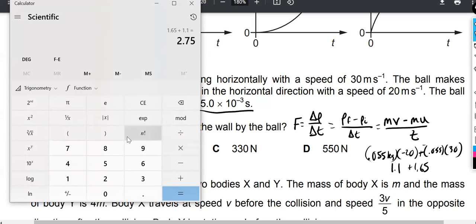So there's 2.75 units of momentum, kilogram meters per second. That's the change in momentum, divided by 0.005. That's the time, to give us 550 newtons of average force. So choice D is correct.